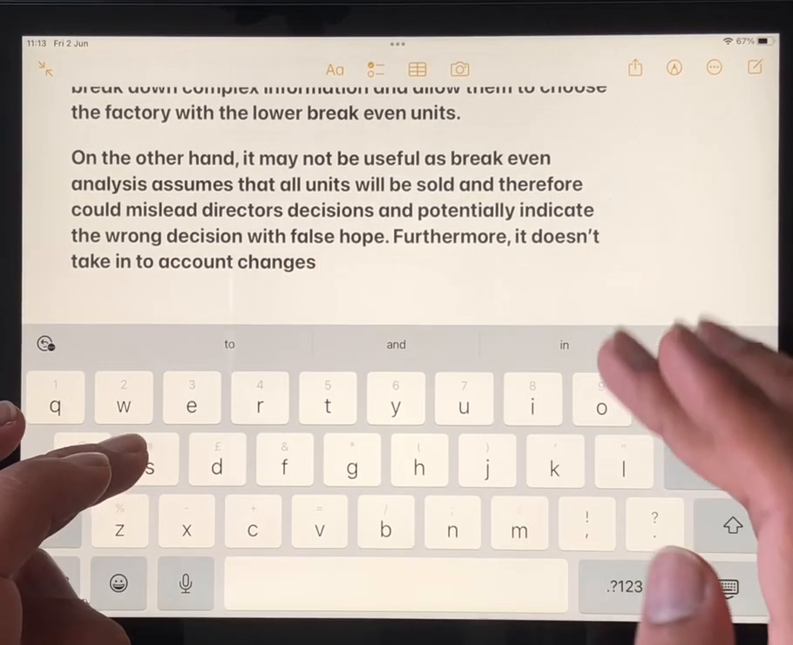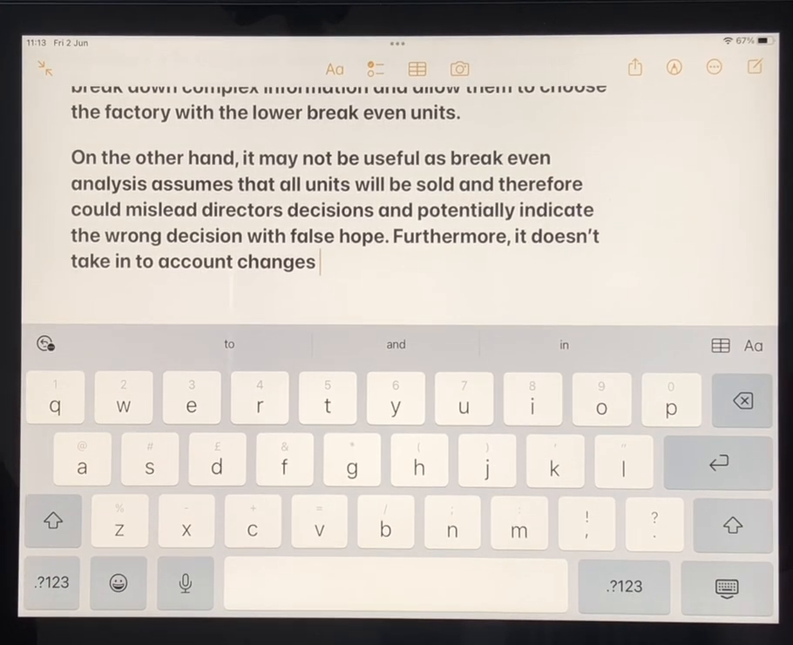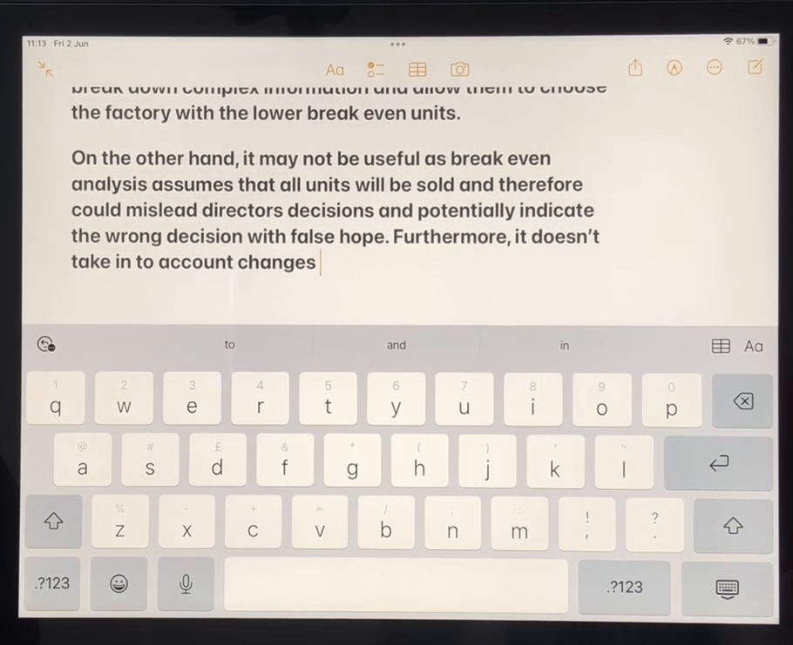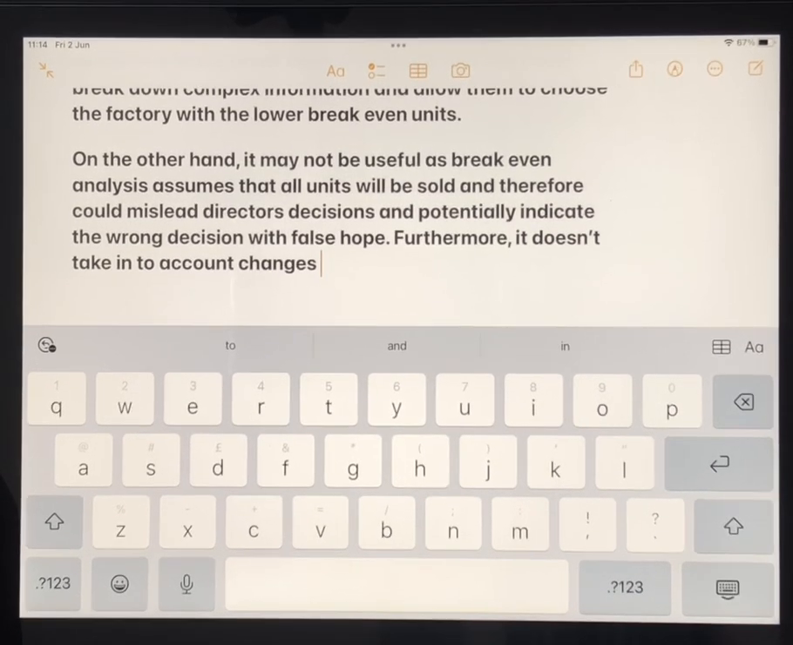So for example, for factory A or factory B, what happens if there's a rise in inflation? At the moment, obviously, we're in 2023, inflation is around 10%, and obviously businesses are starting to charge more. What about for factory A, factory B? What if something happens in the next 3 months or 2 months? There's a change in the economic state. It doesn't consider that. It doesn't consider qualitative factors.